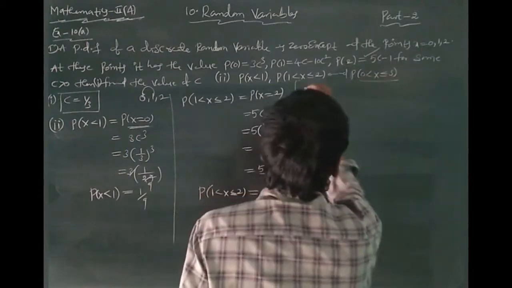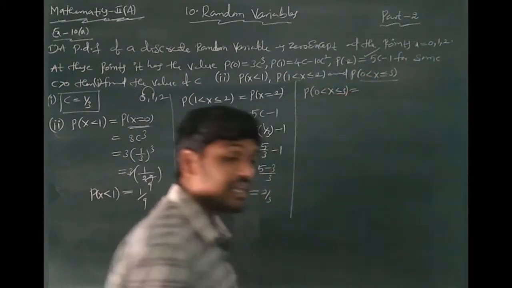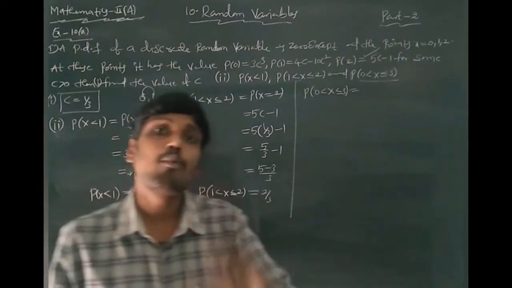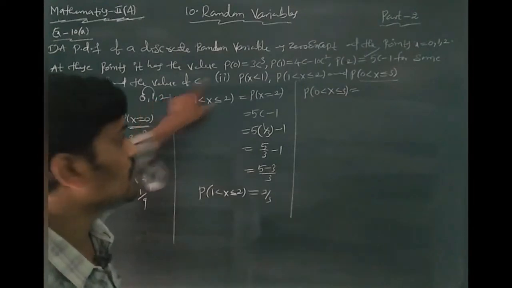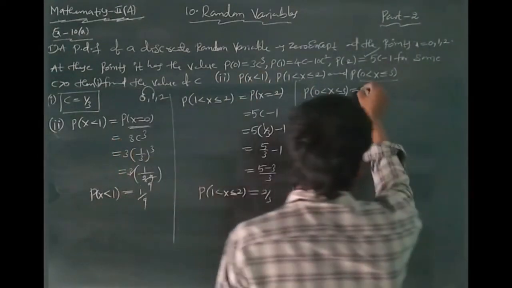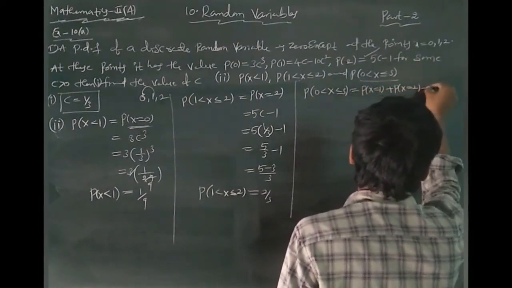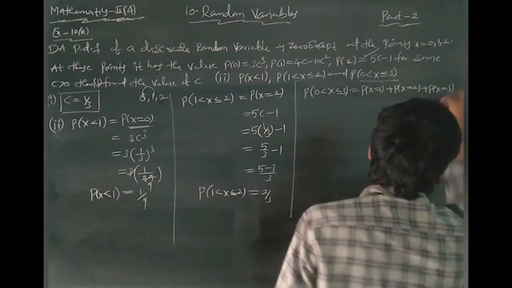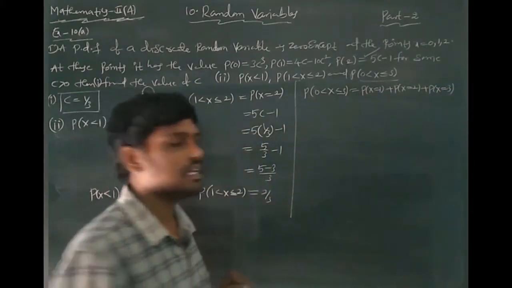Next one is P of 0 less than x less than or equal to 3. What is the meaning of 0 less than x less than or equal to 3? More than 0, how much? 1, 2, 3, 4 and so on. More than 0 and less than or equal to 3 means P of x equal to 1 is possible, P of x equal to 2 is possible, and P of x equal to 3 also may be possible.